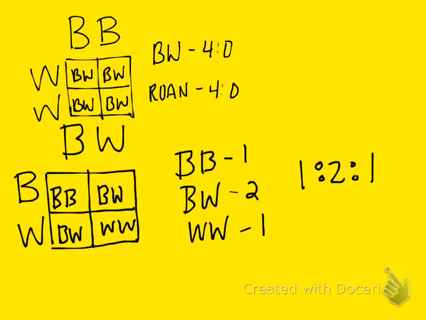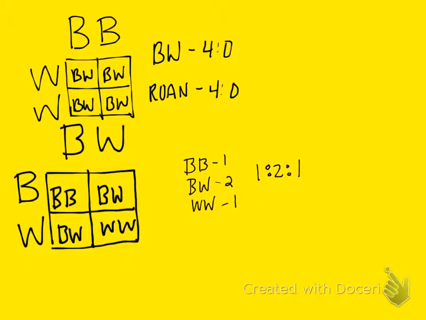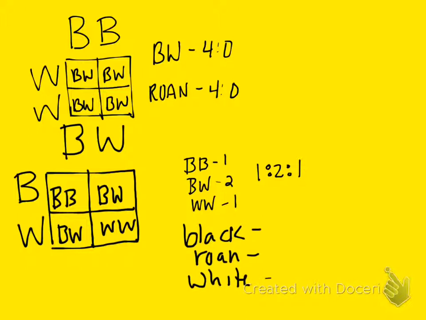Phenotypes, we got black, roan, and white. What's our ratio here? 1:2:1. Because each of the genotypes has its own phenotype. You don't have that case of dominance where the dominant genotype shows the dominant trait in a heterozygous offspring.